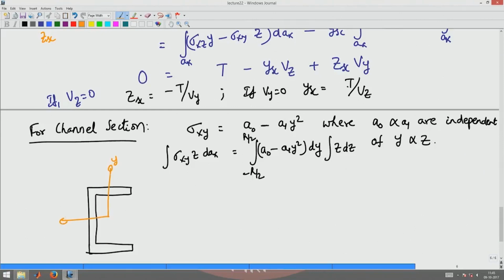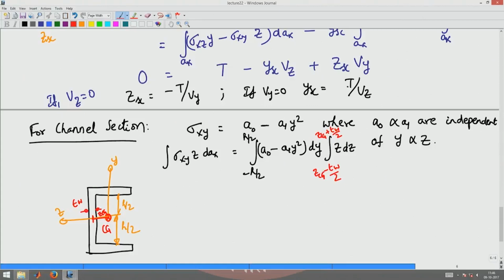This is y, this is z. Y varies from minus h by 2 to h by 2, and z varies from, this is the CG of the cross section, it varies from... this is Tw, the thickness of the web is Tw, and if the center line of the web is at ZCG, it will vary from ZCG minus Tw by 2 to ZCG plus Tw by 2.